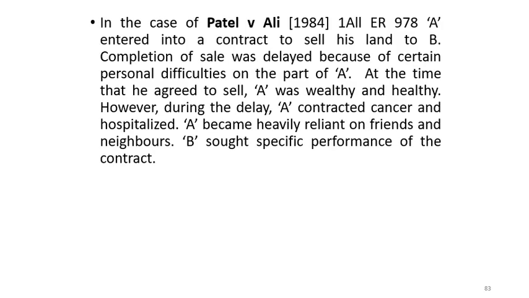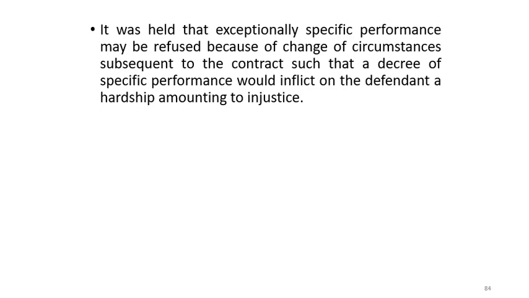In this case, A entered into a contract to sell his land to B. The completion of sale was delayed because of certain personal difficulties on the part of A. At the time he agreed to sell, he was wealthy and healthy. However, during the delay, he contracted cancer and was hospitalized. He became heavily reliant on friends and neighbors. B sought specific performance of the contract, but that's unreasonable. Anyway, it was held that exceptionally specific performance may be refused because of a change of situation or circumstances subsequent to the contract, such that specific performance would inflict on the defendant a hardship amounting to injustice.